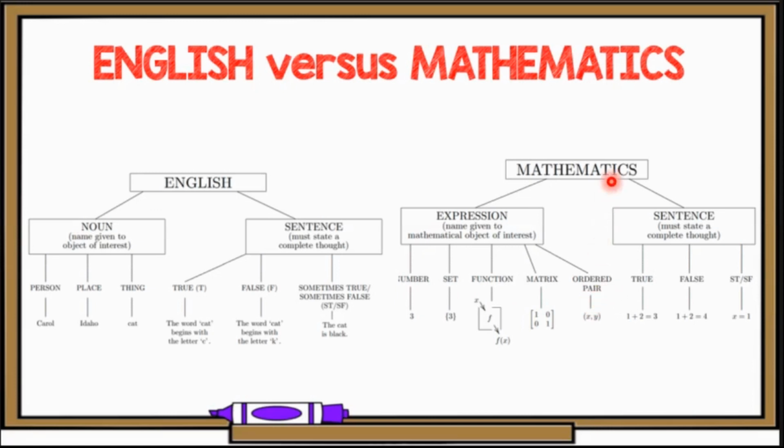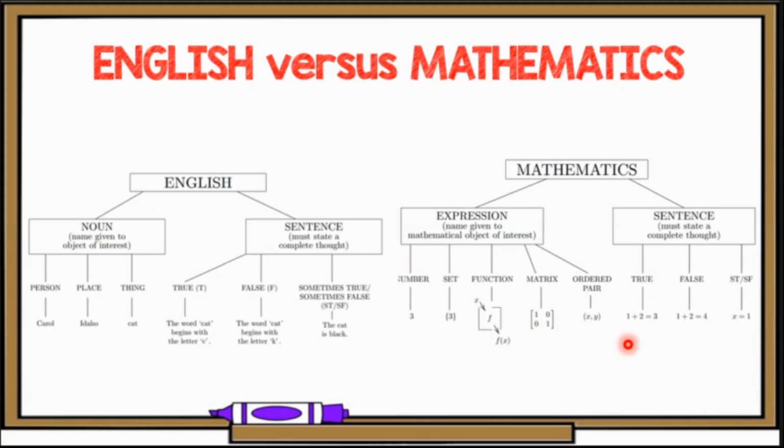Now, for sentences, parehas pa rin yung tawag, English sentence, dito naman sa kabila, mathematics sentence. So, it must state a complete thought. Again, pwede siyang maging true, false, or sometimes true or sometimes false. An example of a true statement, or a true sentence, is 1 plus 2 is equal to 3.